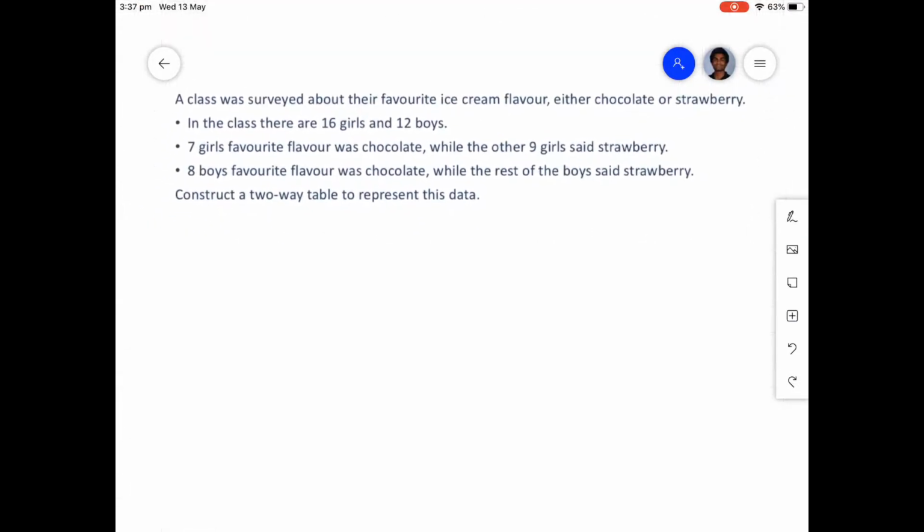Let's now move on to how to draw a two-way table. Now question 2 has a lot of information here, so it's really important that we unpack it step by step so we know what our categories are and where our numbers are going to go in our table.